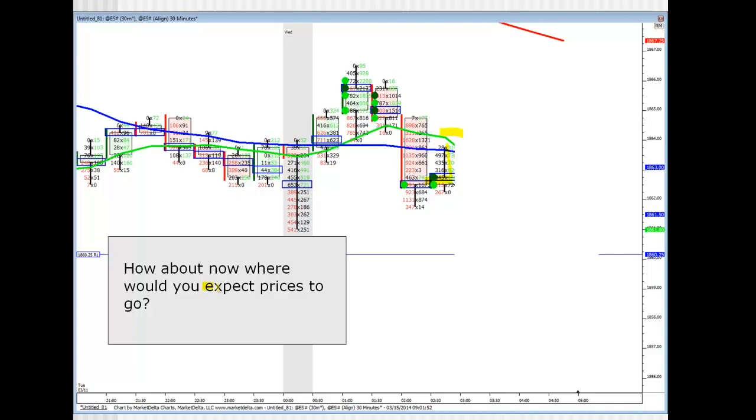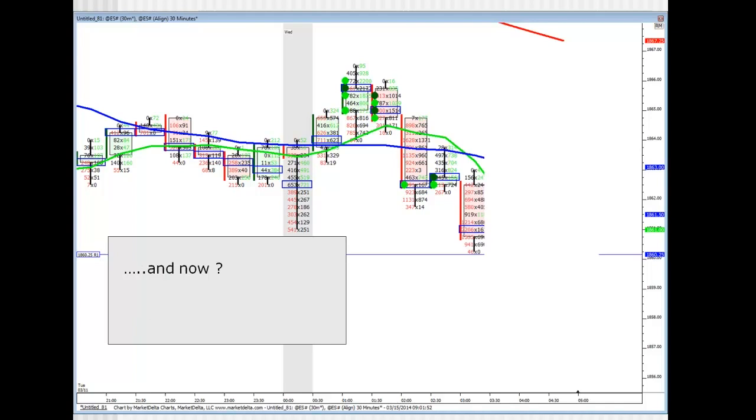So again, my expectation would be in line with the general momentum in the market. I would expect prices to continue to move lower. Now let's take a look together and see what actually happens. Sure enough, it continues to drop. And now, what would I expect now?